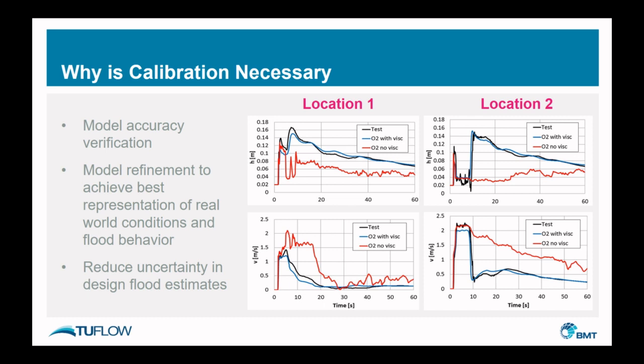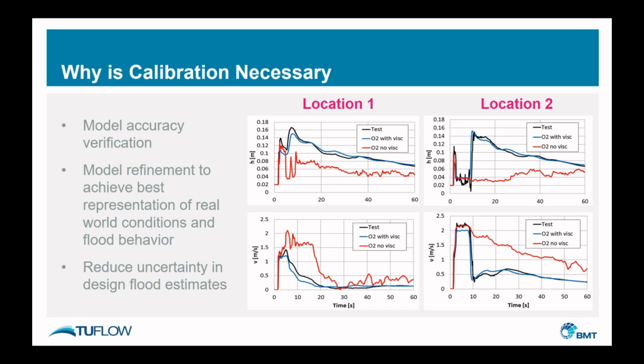reports the result for what was the top animation. That was the one that used TUFLOW's default settings. And then the red line, which in all cases here shows quite a poor result, comes from the model that didn't use the eddy viscosity, or had the eddy viscosity terms switched off.